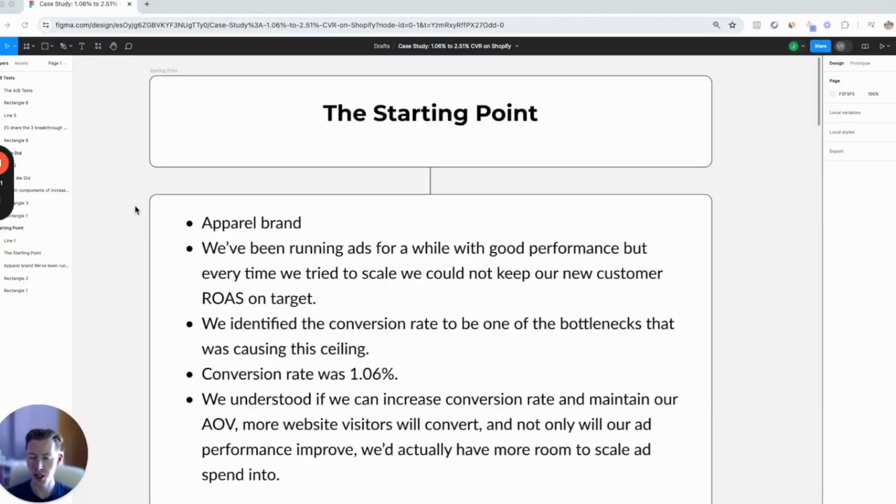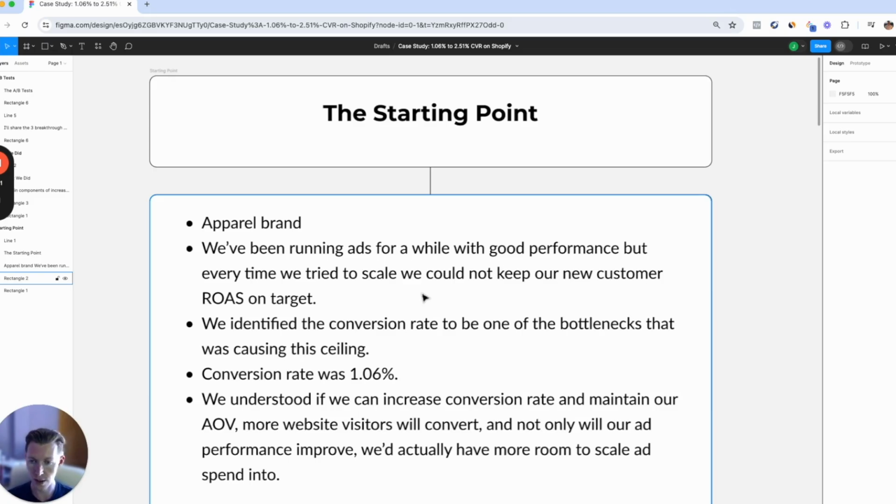All right, so I'm just going to begin with the starting point, just to give you some background and context on the situation. So we're working with an apparel brand. We've been running ads for a while with good performance, but every time we tried to scale, we could not keep our new customer ROAS on target. And if this is something that you are experiencing, where you just try and increase the ad spend, but for whatever reason, the performance just drops dramatically and you can't sustain that scale, then this is for you.